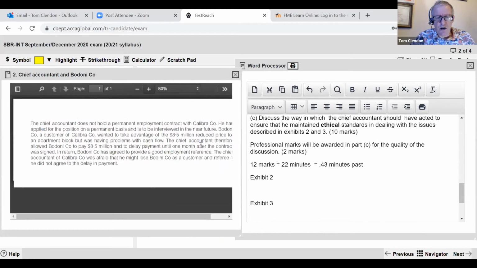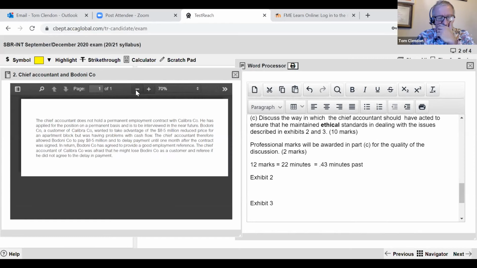The chief accountant doesn't hold a permanent position. So the chief accountant is temporary, which means maybe they don't care about the business as much. They're just here today, gone tomorrow. They've applied for a position on a permanent basis, so they'll want the job. They're going to be interviewed in the near future. They want to impress. That's the idea.